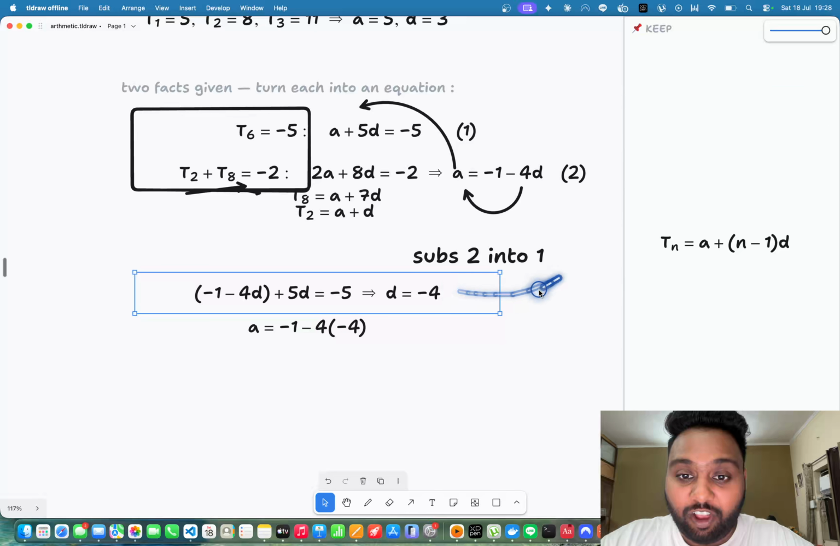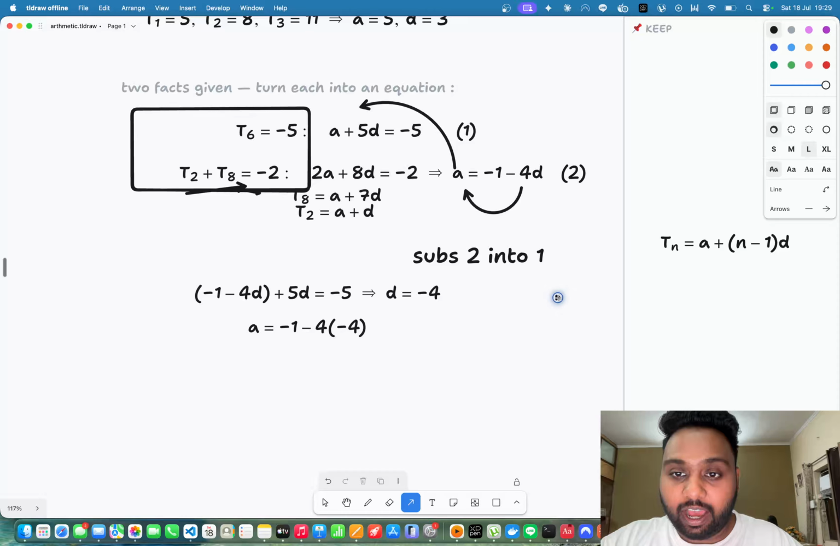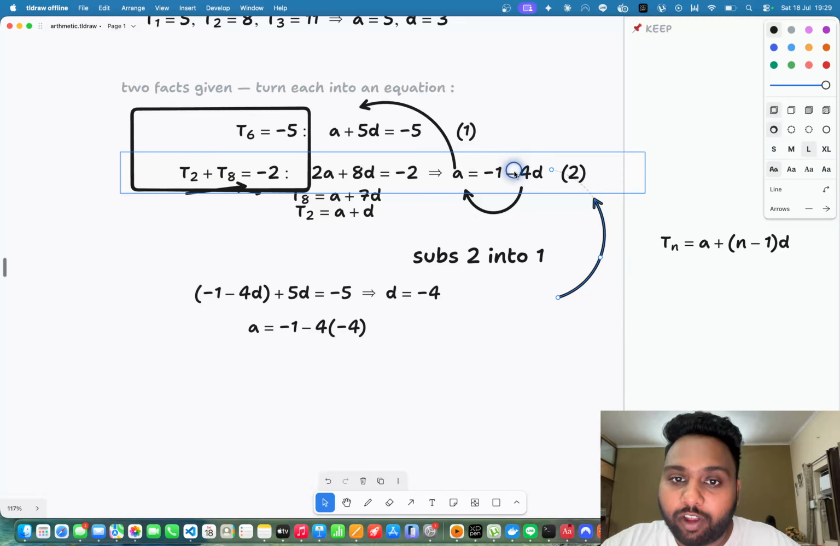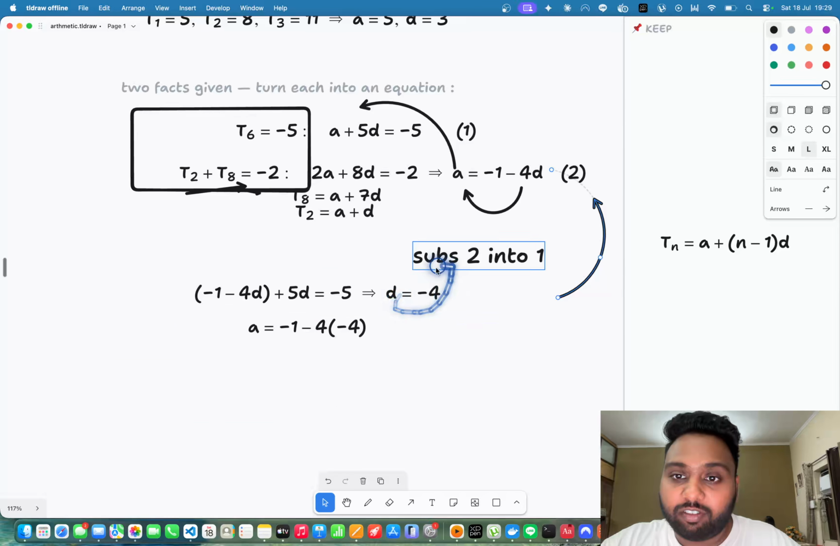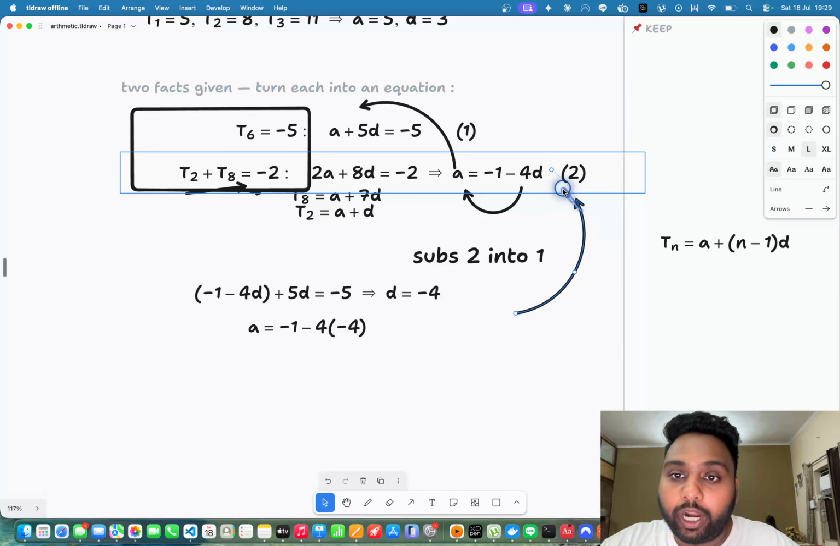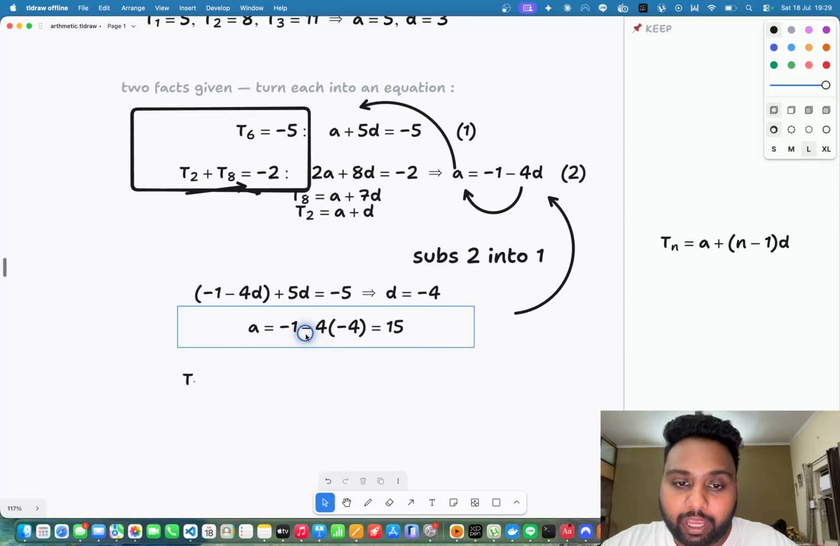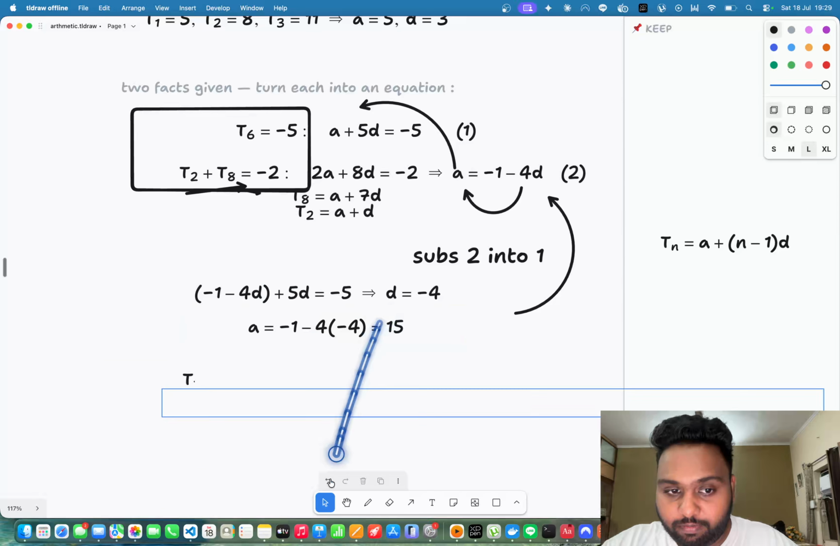Now I will take this value of d and I will again substitute it back into this equation. See, we substituted 2 into 1 to get the actual value of d. We substituted a, so we got the value of d. Now that we have the value of d, we are going to again substitute it into equation 2 to get our real value of a. So when I substitute this back in, my value of a is 15.